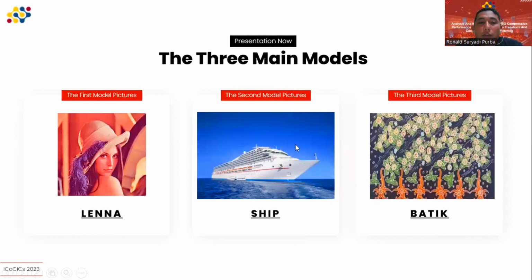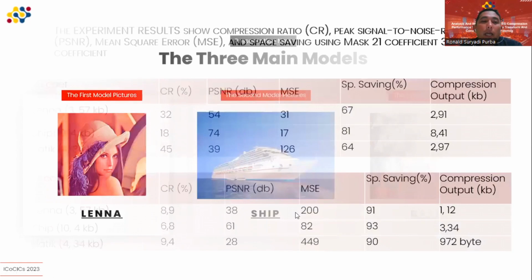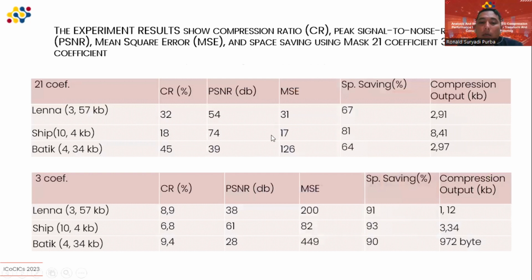For this research, I use 3 model pictures: Lena, Sheep, and Batik. We convert them to grayscale before we start the process. And in the result, the low frequency on the top left was quantized using the mask table. Matrix mask 21 is executed by a multiplication process, namely entry by entry at the same position in the matrix.